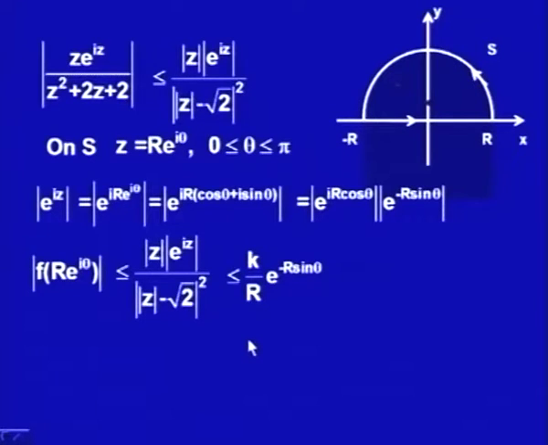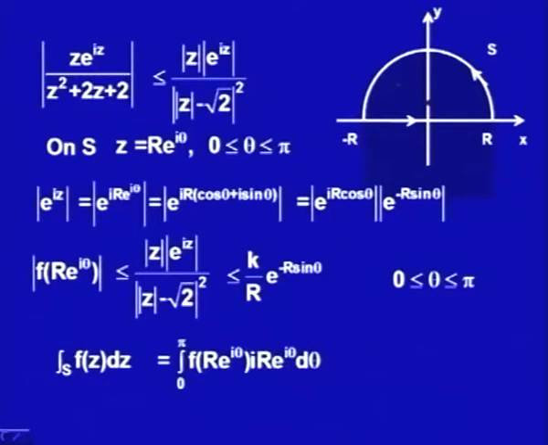Let us use this finer bound. So, now we are writing the integral over S of f z dz. If I represent it in the parametric form, we could write it as a line integral from 0 to pi of f of r e to the power i theta times, if you remember, if z is equal to some z of t, then you write it as f of z of t and then z dash t dt. So, that is what we are writing here, z dash theta d theta. So, it is i r e to the power i theta d theta.